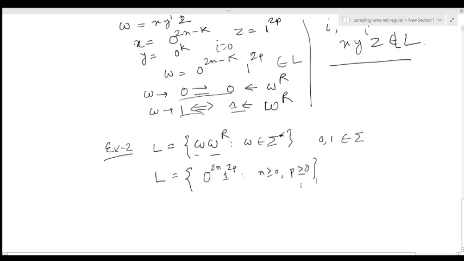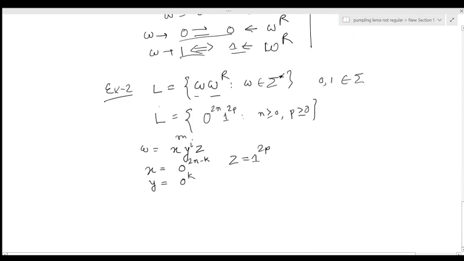Now let's assume any string w of length m is decomposed as x y z, where x equals 0 to the power something, y equals 0 to the power k, and z equals the remainder. So from this language we know that there should be an even number of zeros and an even number of ones.